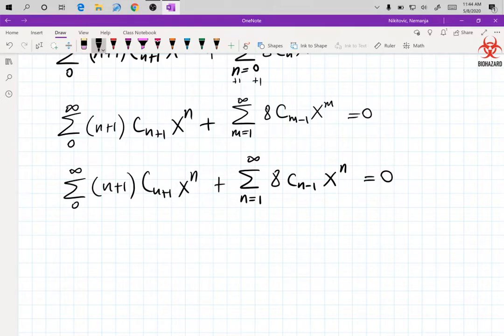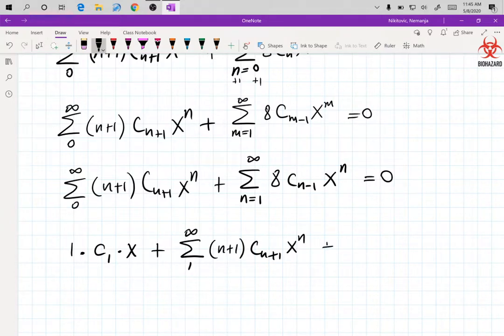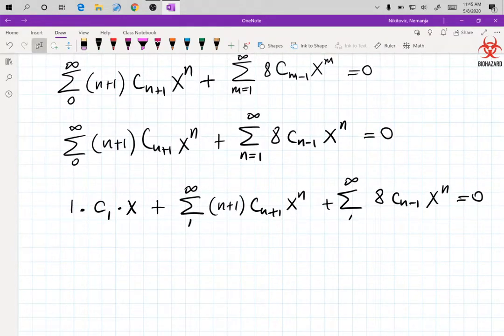So I am peeling one term here, and that's the term 0. So that's 1 times c1 times x to the 1 plus, and the rest of the series starts at 1 forever. And now you see that both series start at the same value and have the same x to the n. So now I can combine those.